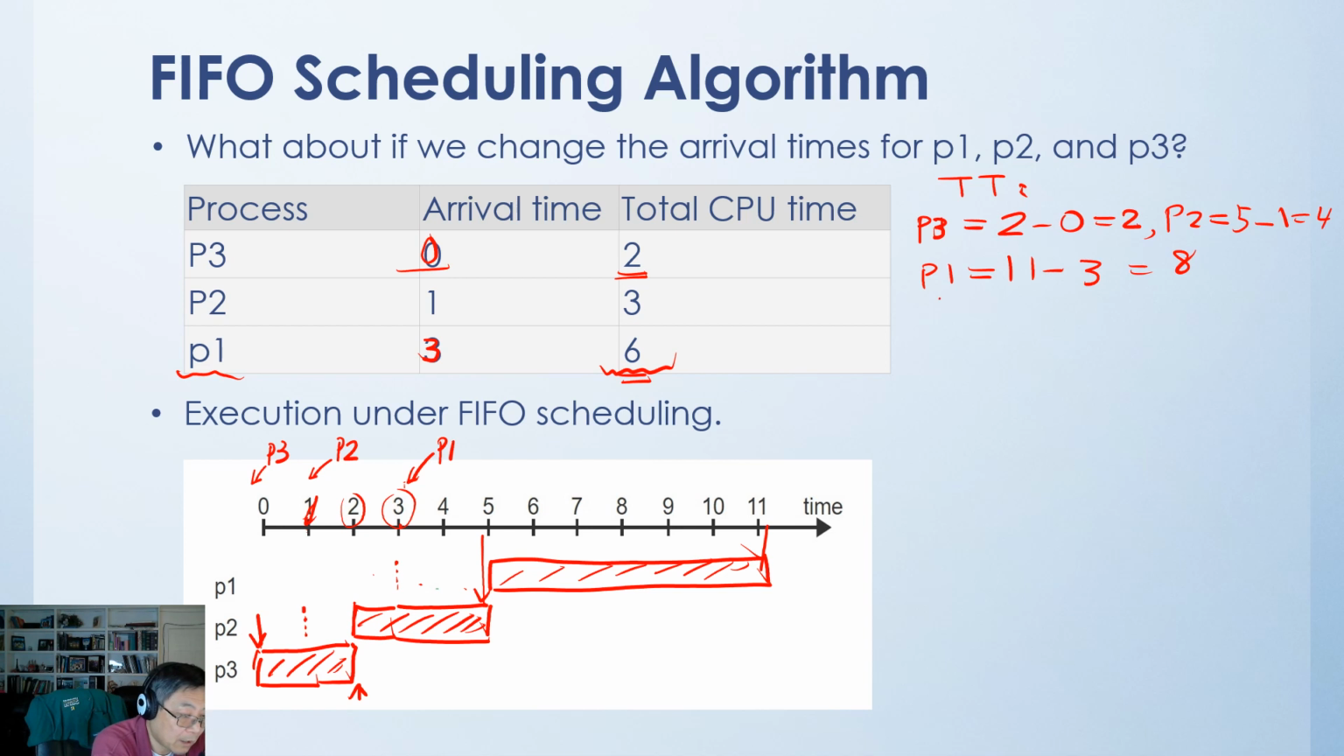So what's the ATT, the average turnaround time? That's 2 plus 4 plus 8 divided by 3. So you can easily see it's much smaller than before. It's 14 divided by 3.